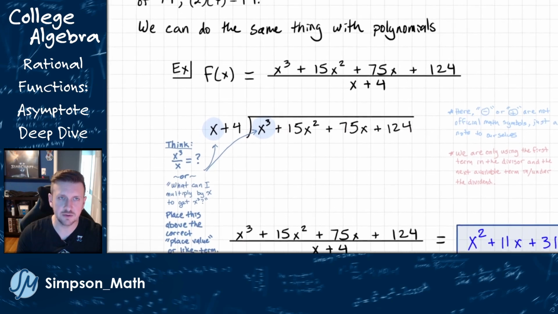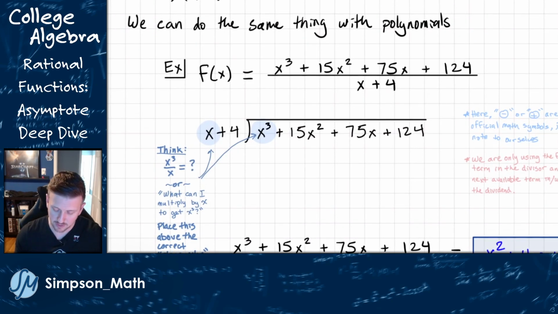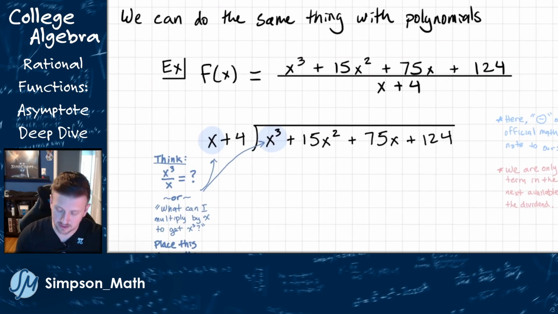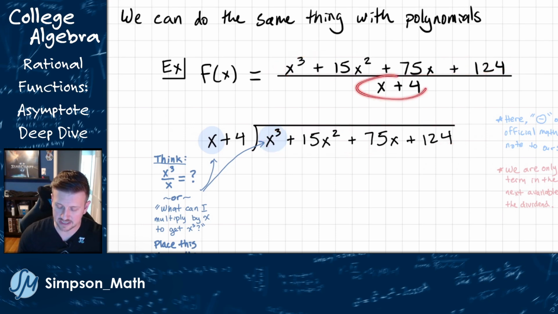All right, so let's do this long division of this polynomial here. So again, notice we set up our house right. So I have my numerator inside under the house, under that long division bar. And this x plus 4 is on the outside.